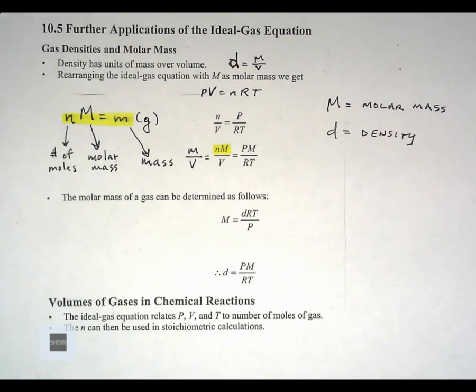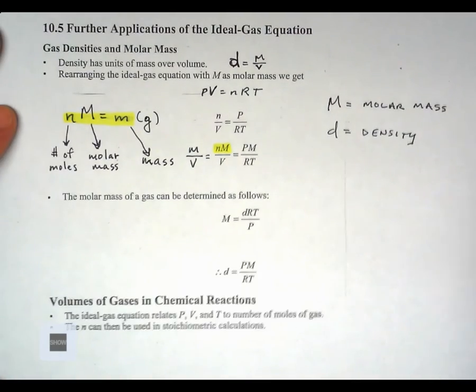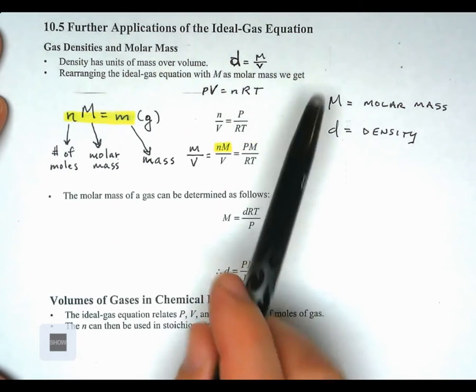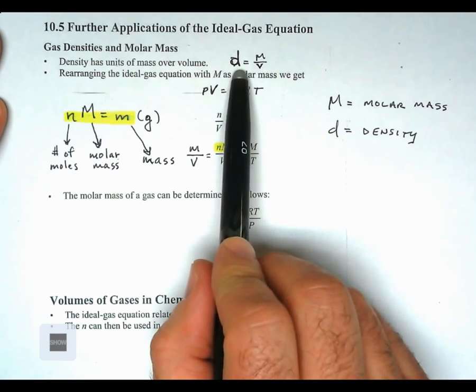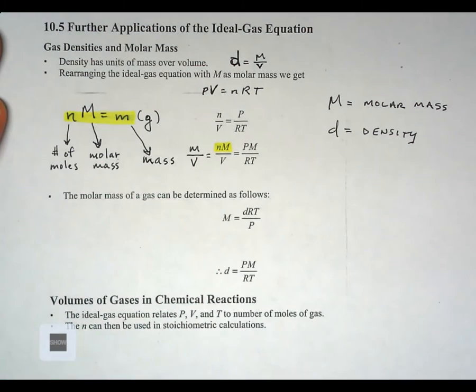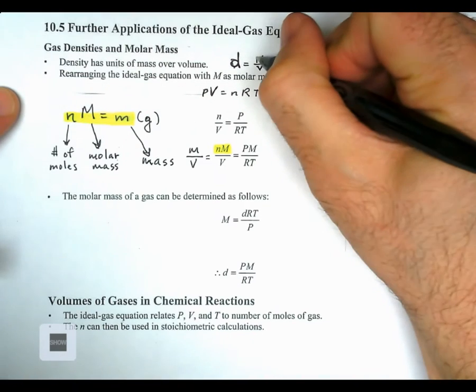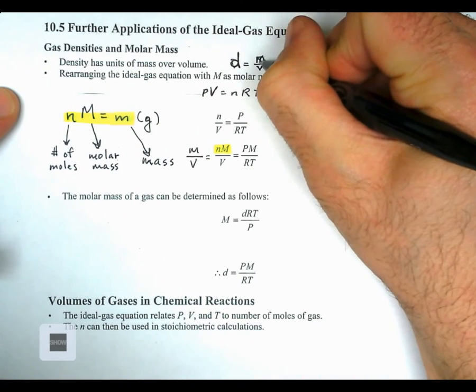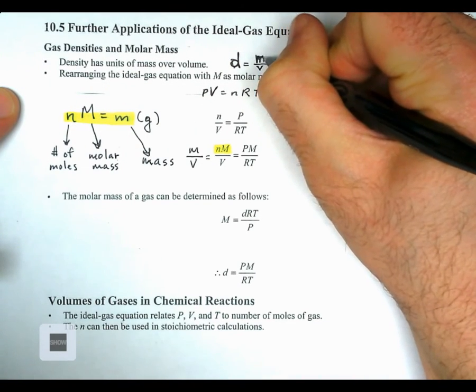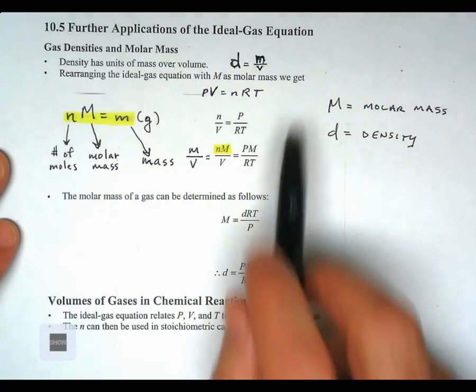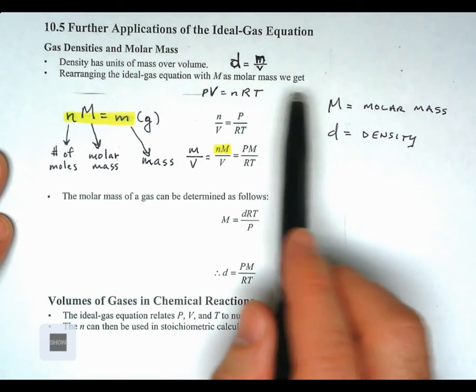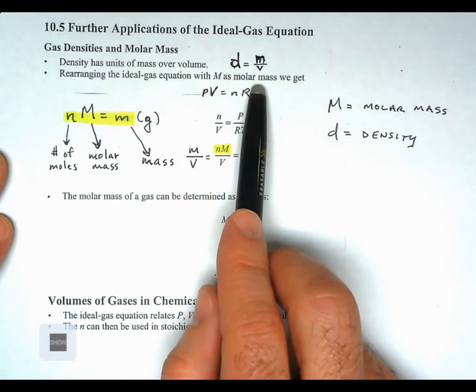So, density. If you hopefully remember the equation, if not, it's right here. Density is mass divided by volume. Okay, this is just in case. Lowercase m. And then, density is mass divided by volume, right?